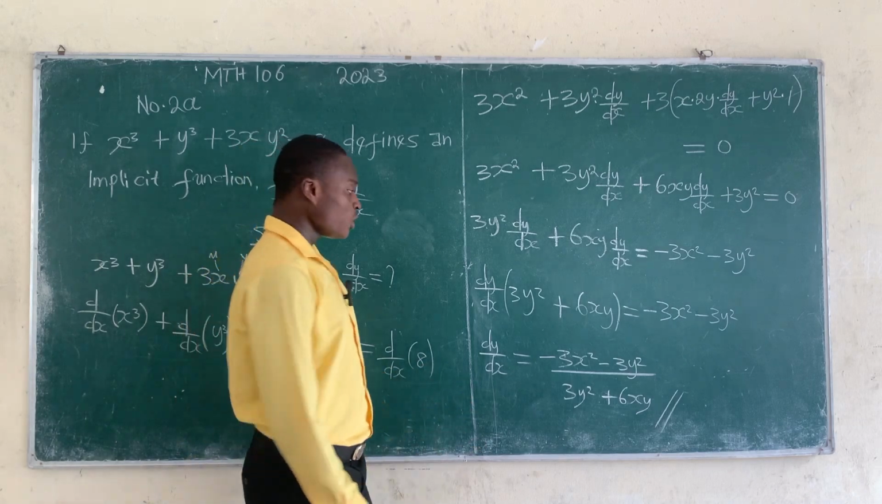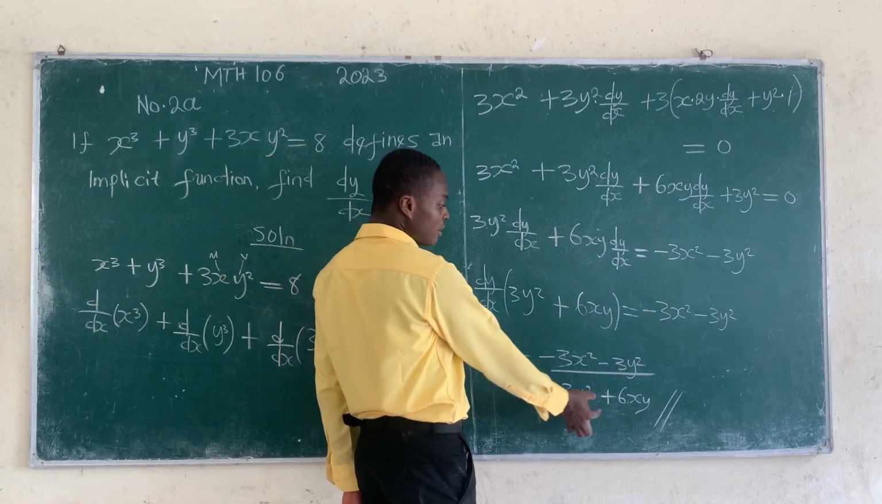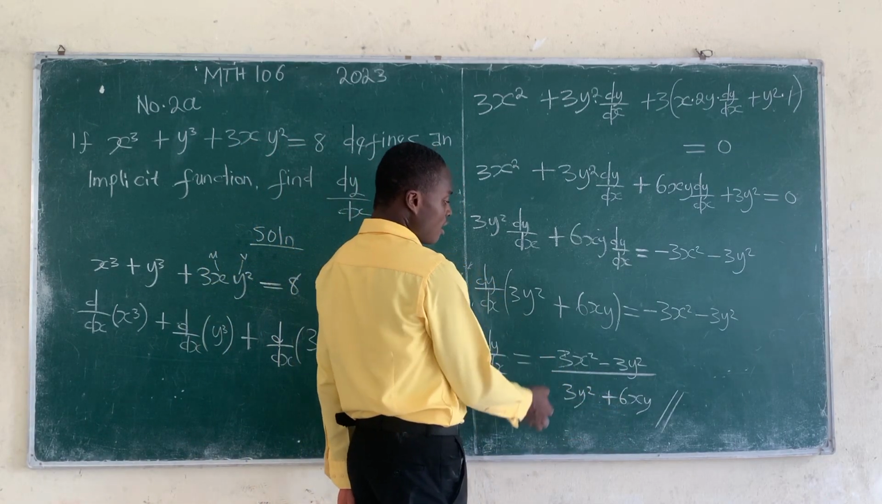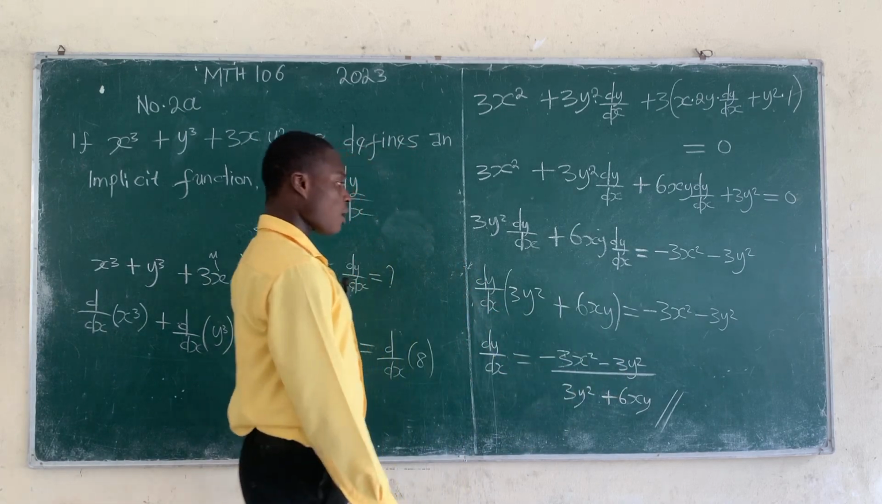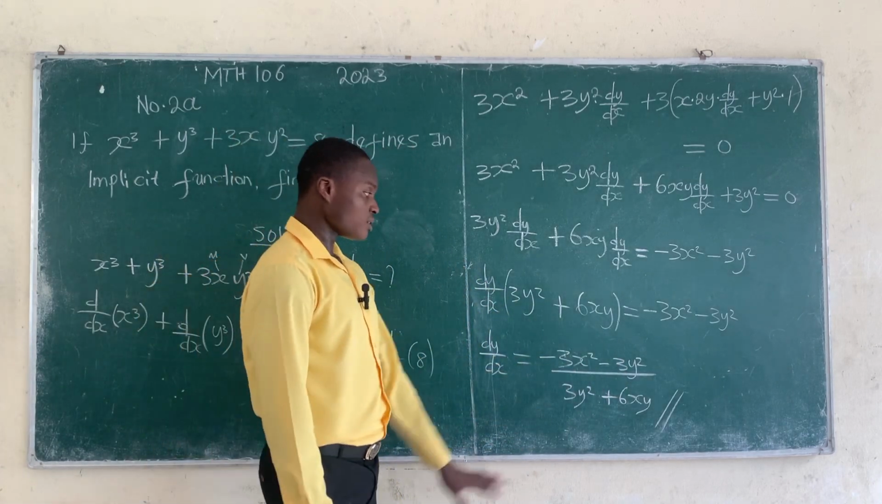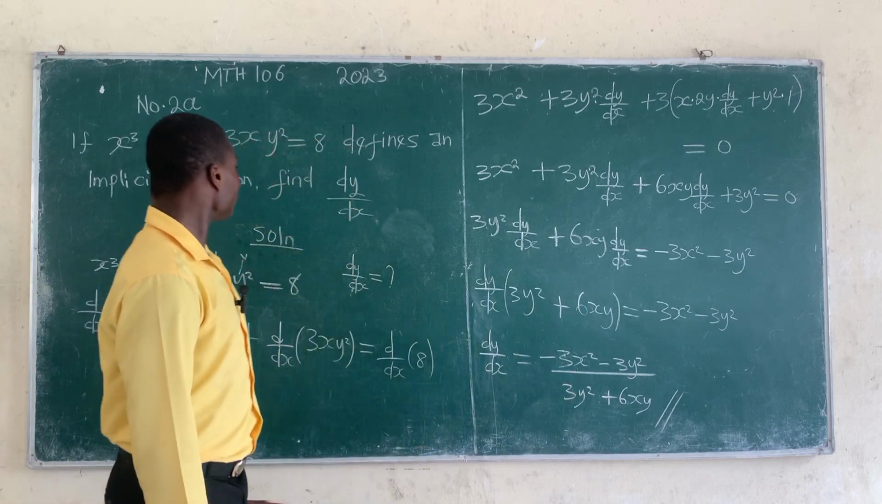Or if you wish, you can decide to factor out 3 here, factor out 3 here, and also factor this 3, then they cancel out. But you can still leave your answer like this. So that is the final answer to that given question.